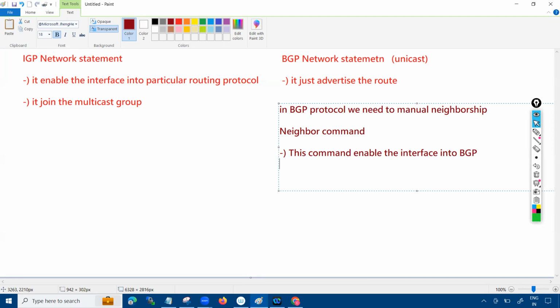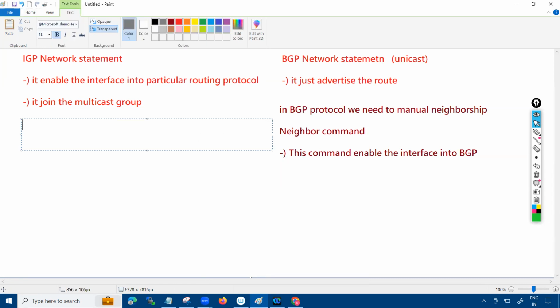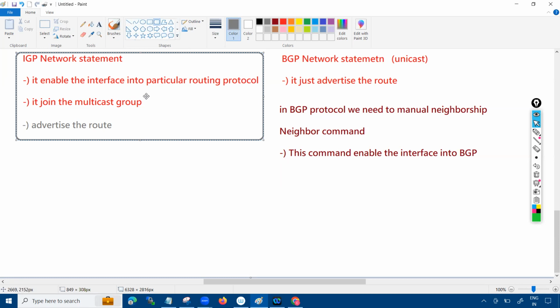If you're going to put the network command, it's just going to advertise the network. If you put the neighbor command, it's going to enable the interface into the routing protocol. So in an IGP protocol, what happened? This one command was advertising the route as well, and enabling the interface. That's going to help to form the neighborship.